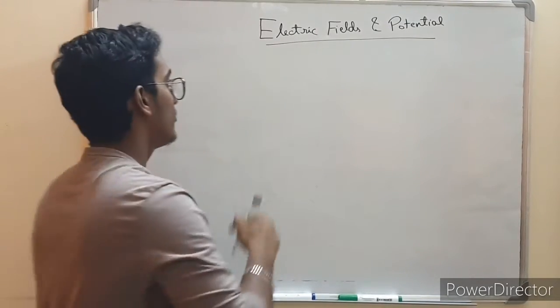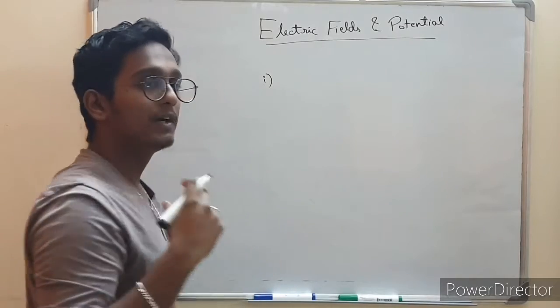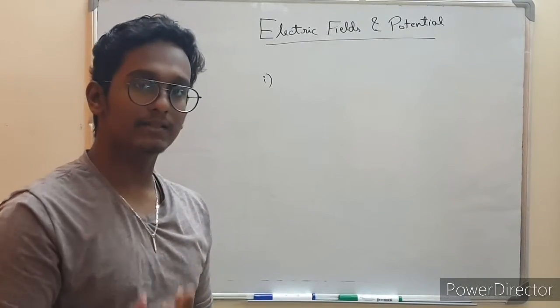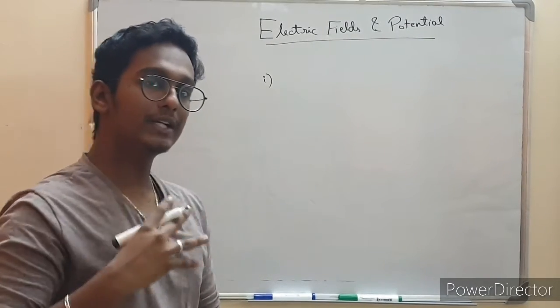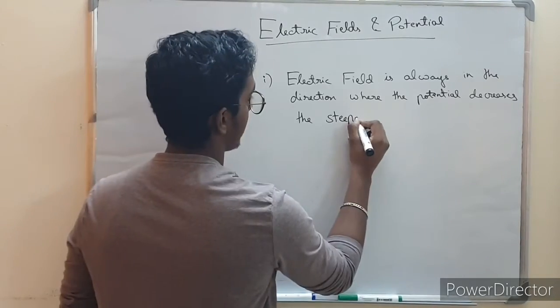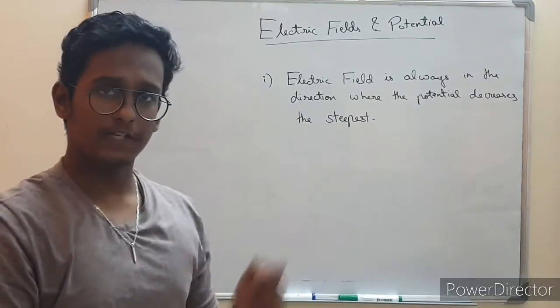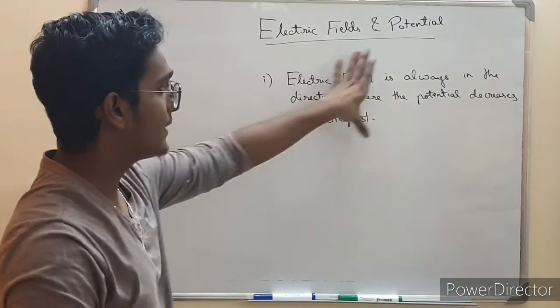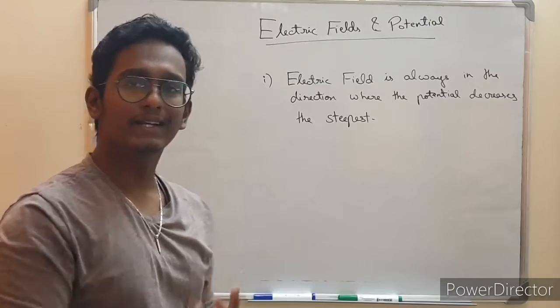That is, first one, the electric field is always in the direction where the potential decreases the steepest. So this is the first point to keep in mind. The electric field is always in the direction where the potential decreases the steepest.